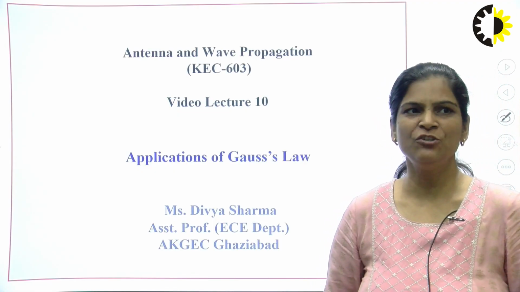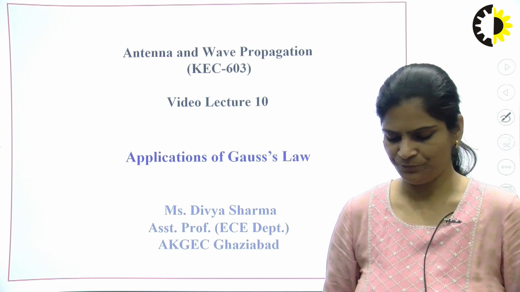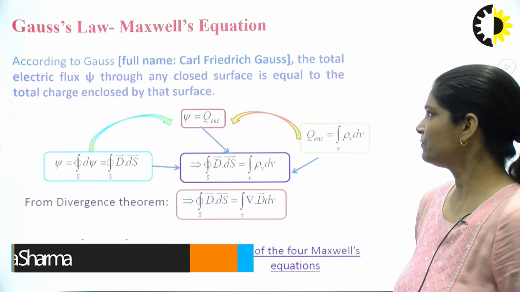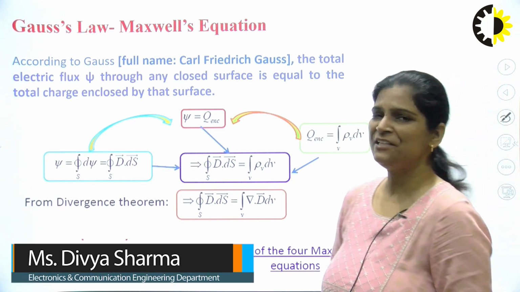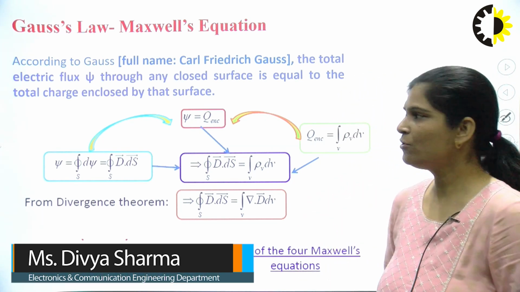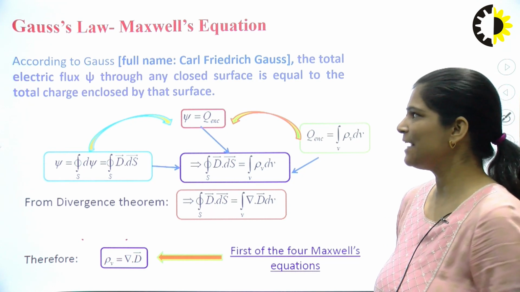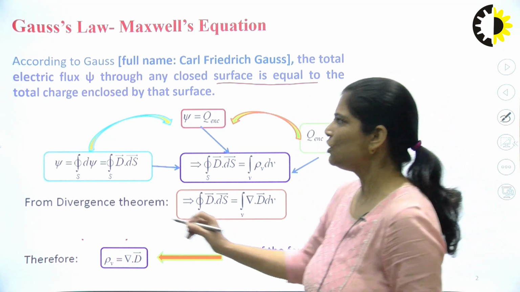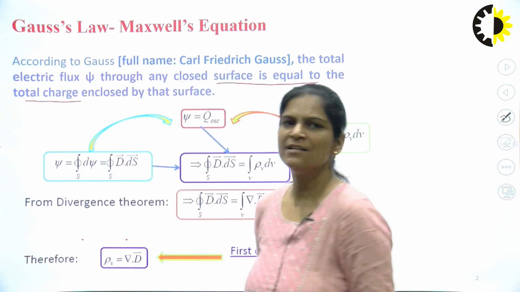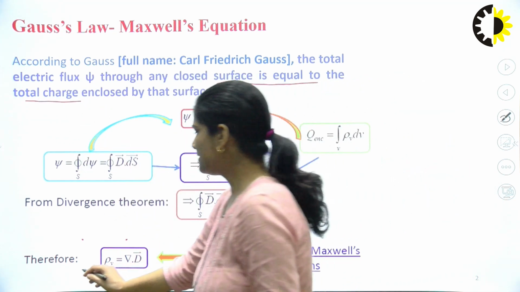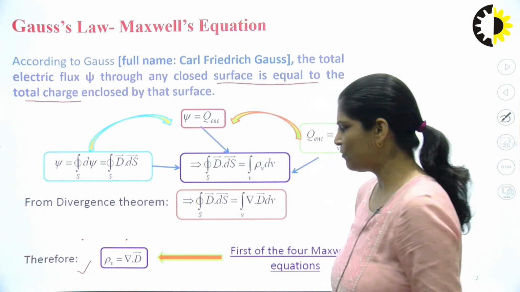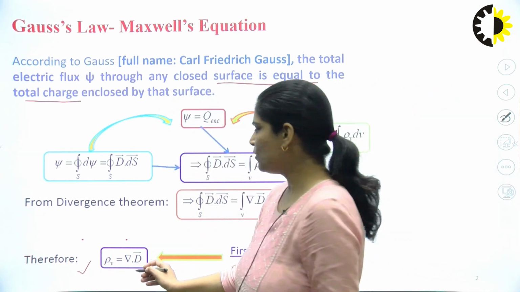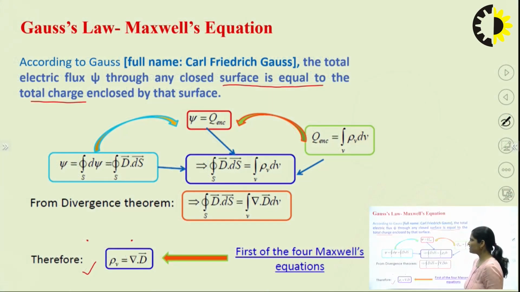Now, my today's video lecture is on applications of Gauss law. It was covered in the previous lecture what we mean by Gauss law. According to Gauss law, the total electric flux through any closed surface is equal to the total charge enclosed by the surface, and its final formula is rho v is equal to del dot D. So this is known as Gauss law. This is the first of the 4 Maxwell equations.